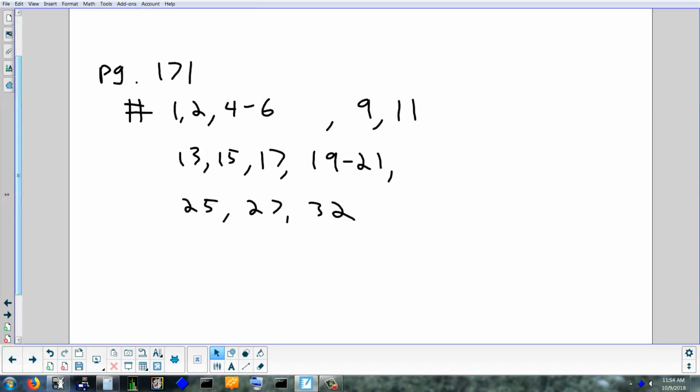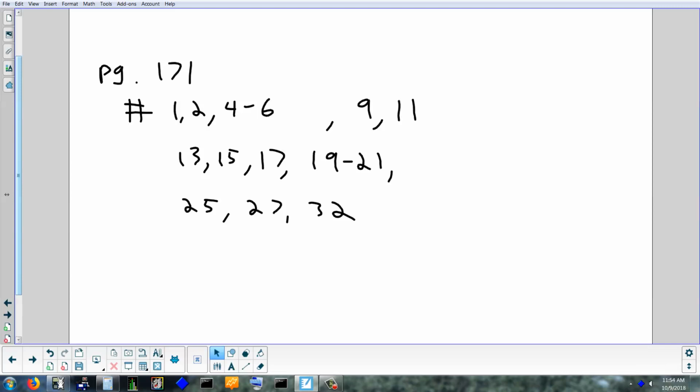So that's homework for tonight. It's on 171. So it's 1, 2, 4 through 6. I guess I could have just written 9 through 21 odd. I don't know why I did it that way. But that's what it is. 9 through 21 odd, and then 25, 27, and 32.